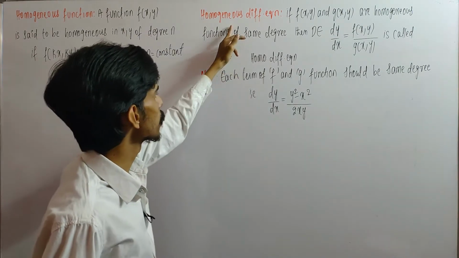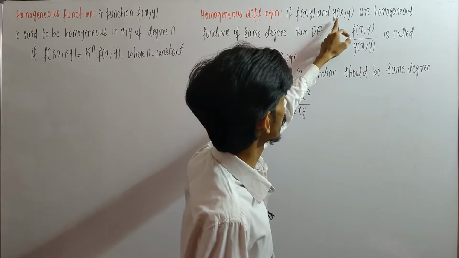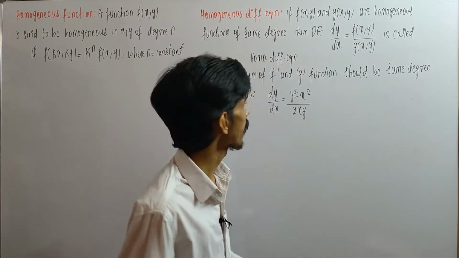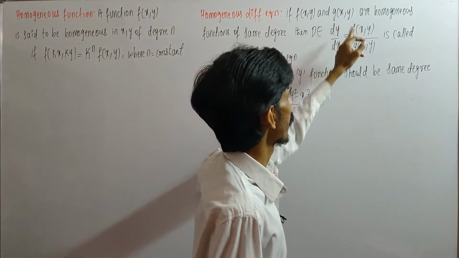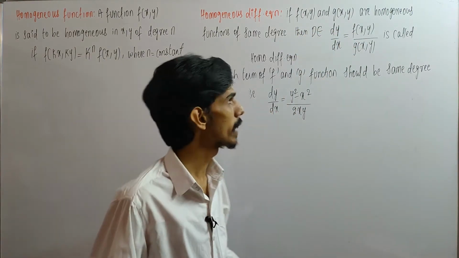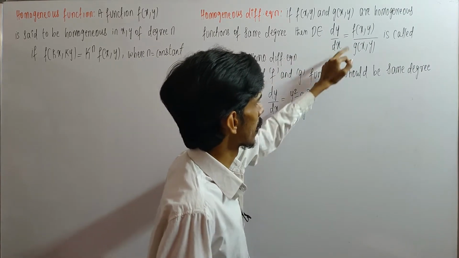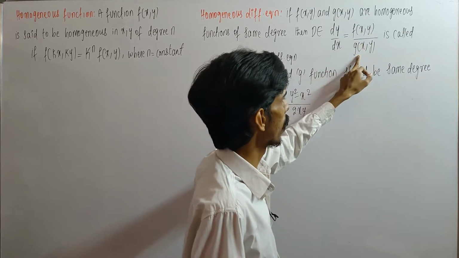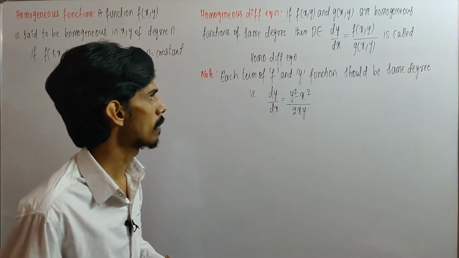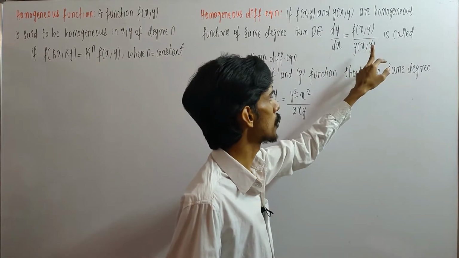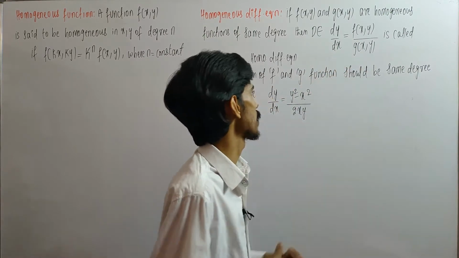Now let us see the homogeneous differential equation. Here f of x comma y and g of x comma y are two homogeneous functions of the same degree. Then the differential equation dy by dx is equal to f of x comma y upon g of x comma y is called a homogeneous differential equation, because these two functions are homogeneous and here we have the differential. So this becomes a homogeneous differential equation.